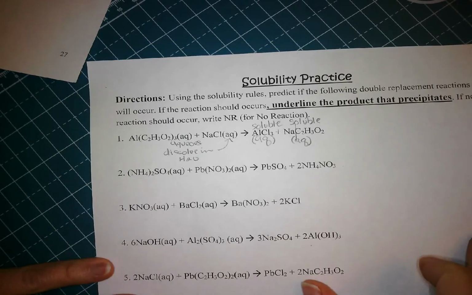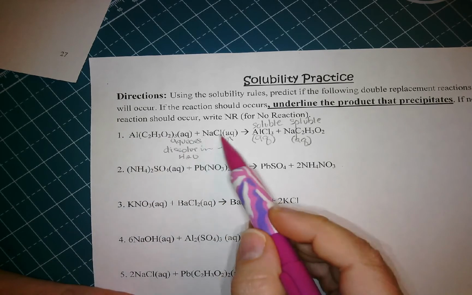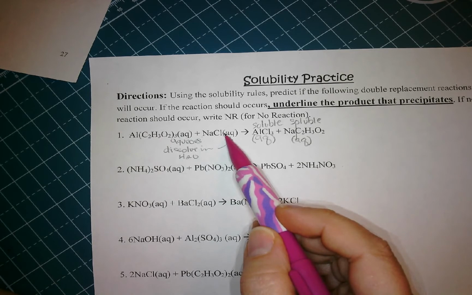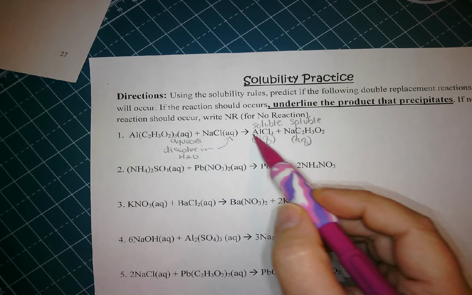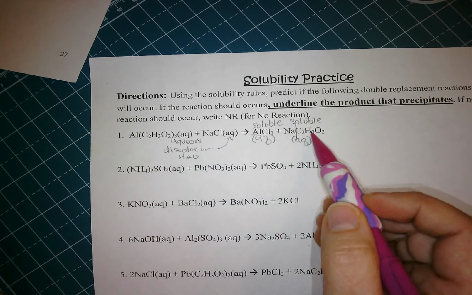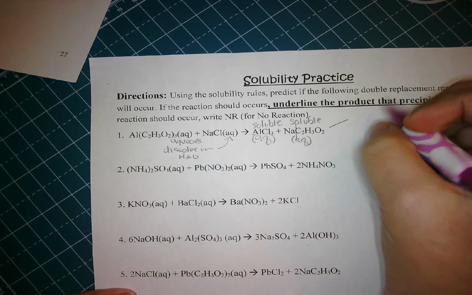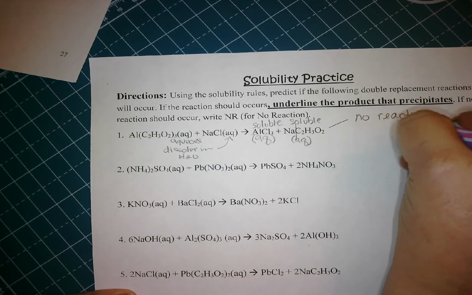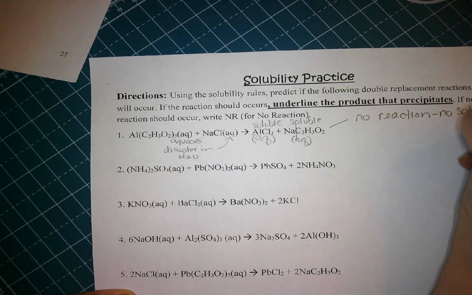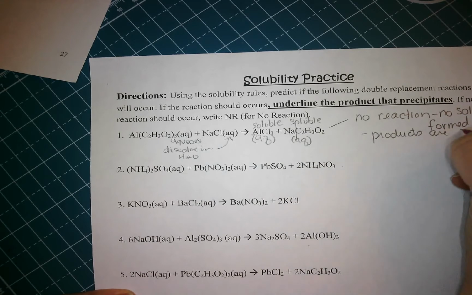So remember when we were predicting double replacement reactions, aluminum and acetate went on a date, sodium and chlorine went on a date, and it wasn't a love connection. So they switched partners. Well, aluminum and chlorine, they're not getting married either. They're not forming a solid relationship. And sodium and acetate aren't forming a solid relationship. So this is going to be no reaction, no solid formed. Products are soluble. Okay, so that's what I'm going to do.